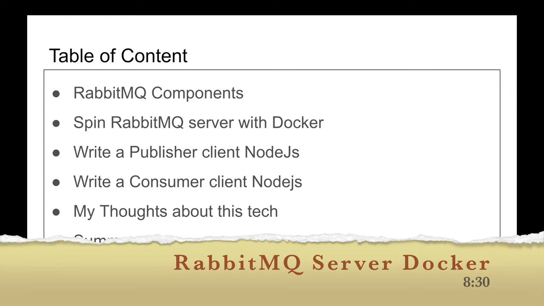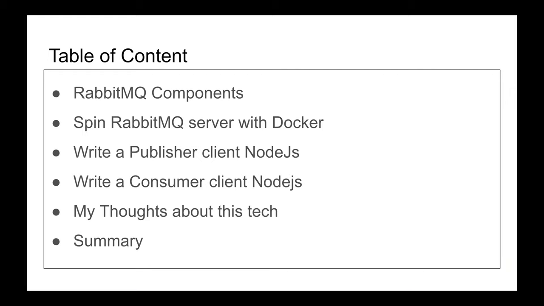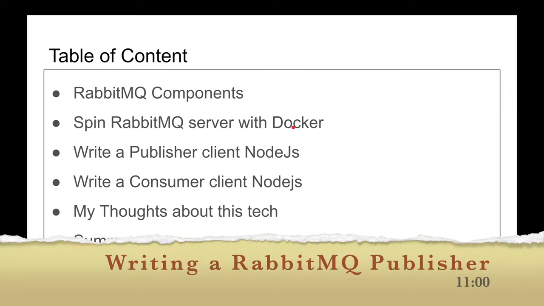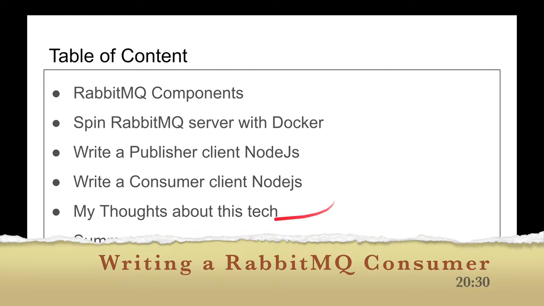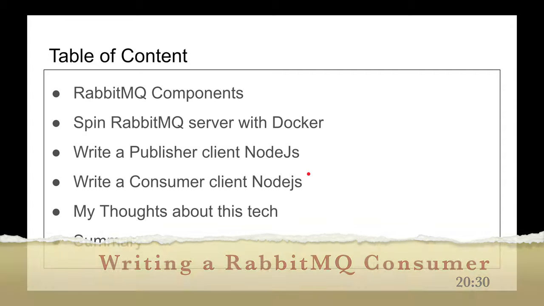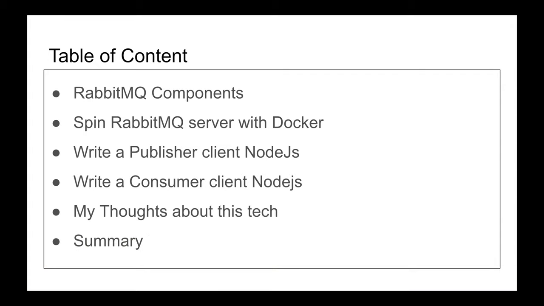And then we're going to talk about the meat and potatoes of all this, where we will spin up our own RabbitMQ server with Docker. Then, obviously that's not enough, we're going to write some code. We're going to write our own publisher using Node.js that publishes to the RabbitMQ server. And then we're going to write our own consumer piece with JavaScript, Node.js, that will consume that queue and consume these messages.